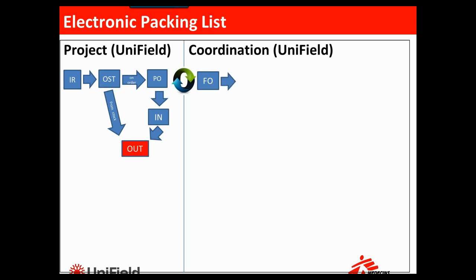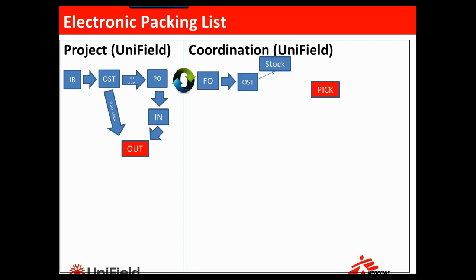Once Coordination gets a field order, they proceed to the order sourcing tool to validate it. And after they reach the order sourcing tool, they can also decide on their end to get it from stock, or they can decide to get it from a PO. Once they decide that they're getting it from stock, a picking ticket is created.